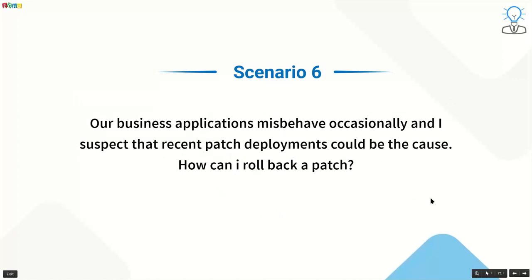Our business applications misbehave occasionally, and I suspect that a recent patch deployment could be the cause. How can I roll back a patch? With Desktop Central Patch Management, we officially support rollback for Windows security patches. So you can choose any security updates that are already installed on a Windows machine and perform the rollback or uninstall from the Desktop Central Web Console. And you can even uninstall a patch from multiple computers or from all the computers. That is supported.